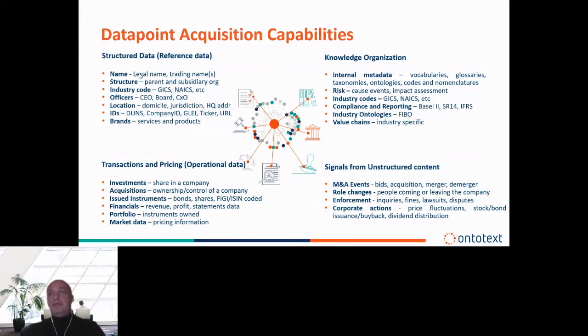And of course, the cherry is usually the data which has not yet hit the database. If we call it like this, it is what comes from unstructured content, and it's not a fact which is soundly put in the repository. These are the unstructured content signals. Most typical, let's say, the M&A events, the role changes, the enforcement actions or corporate actions. This is stuff which is still fresh and is yet to influence the assessments of the knowledge graph.